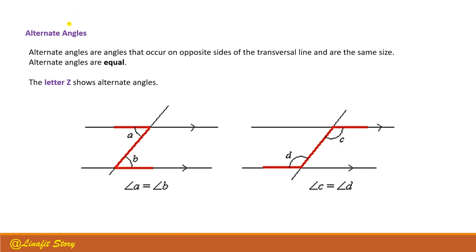Alternate angles. Alternate angles are angles that occur on opposite sides of the transversal line and are the same side. Alternate angles are equal. The letter Z shows alternate angles. So for example, this is the Z shape. Angle A is equal to angle B. And then over here, another Z shape. Angle C is equal to angle D.